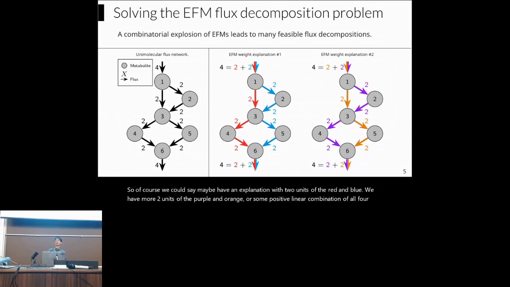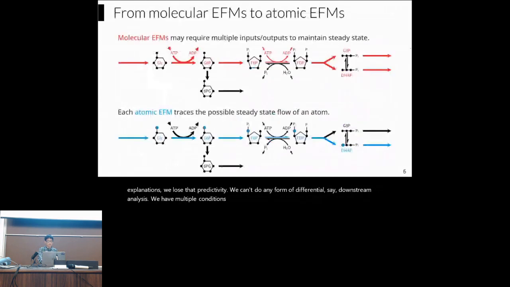That ambiguity, of course, is problematic because these are really mechanistic pathways that should be used to predict how metabolite 1 flows through the network. If we have multiple explanations, we lose that predictivity. We can't do any form of differential, say, downstream analysis if we have multiple conditions. So to solve this problem, we turn to this idea of redefining EFMs. Now, in literature, they've been defined with respect to balancing molecular stoichiometry, so I've often written or referred to them as molecular EFMs. And so one of the challenges of molecular EFMs, the standard definition in the literature, is they can be really complex pathways.